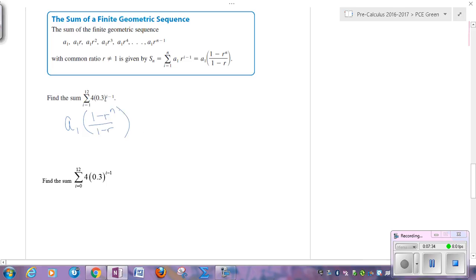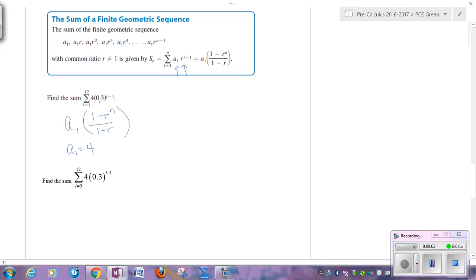All right, first term. Got to figure out what the first term is. So we put 1 in for i. 1 minus 1 is 0. Anything raised to the 0 power is 1. So it looks like the first term is just 4. Okay, so we're looking at the first term being 4. And then our common ratio, one thing that I want you to notice about this formula here, there's your first term. That's how come that was 4. And then that number there that's being raised to the exponent, that's your common ratio.